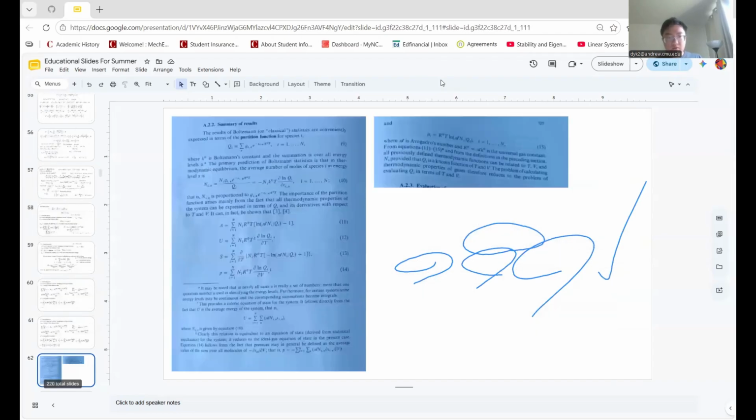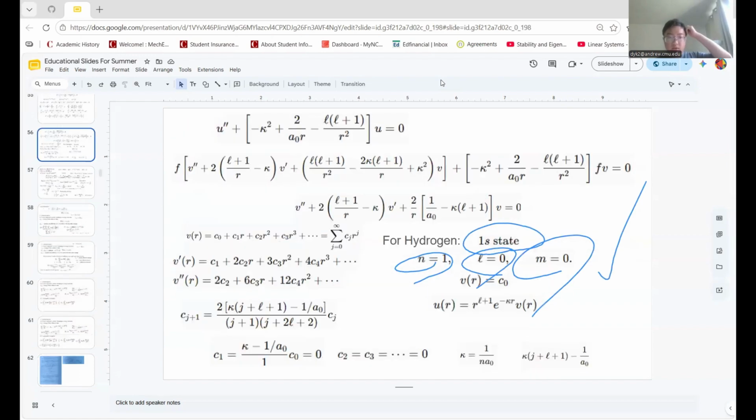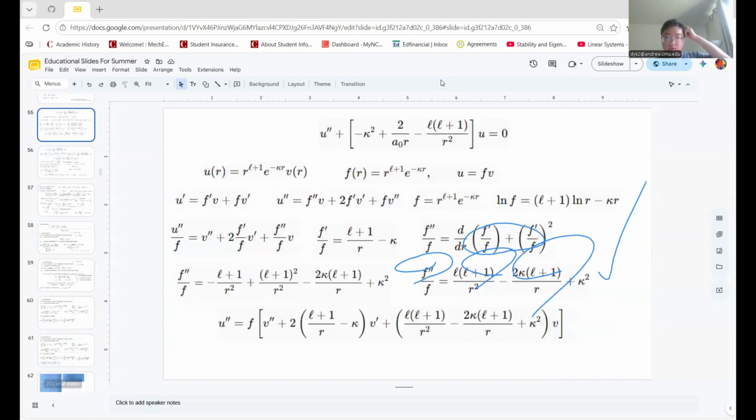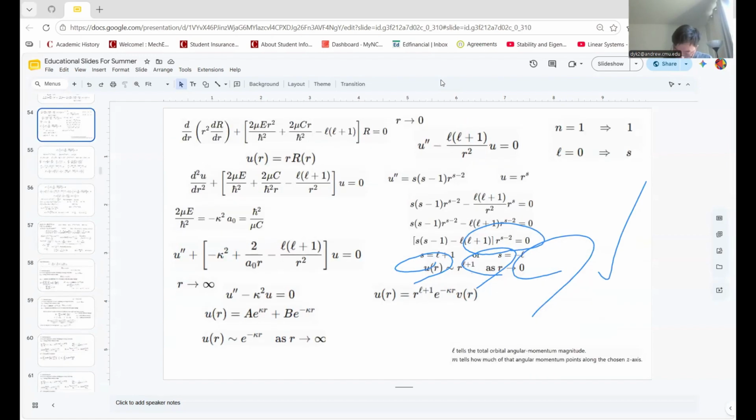And did I write that down, or did I never write that down? Oh, it doesn't matter. Well, here it is. L tells the total angular momentum magnitude. M tells how much of the angular momentum is chosen in the z direction, basically. And you can see over here, N is the one state and the S state. Oh, I didn't talk about what it means.